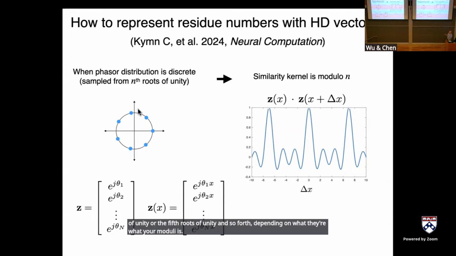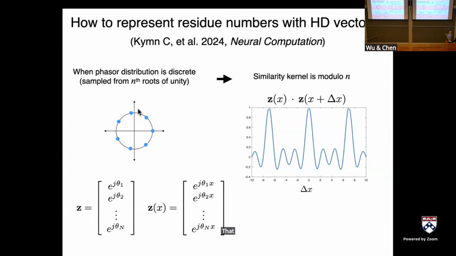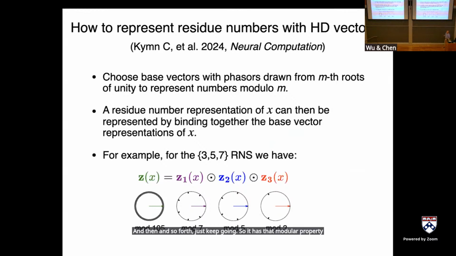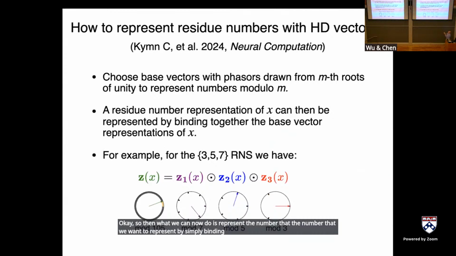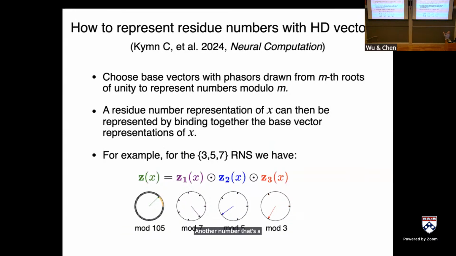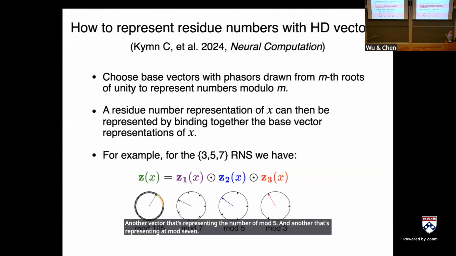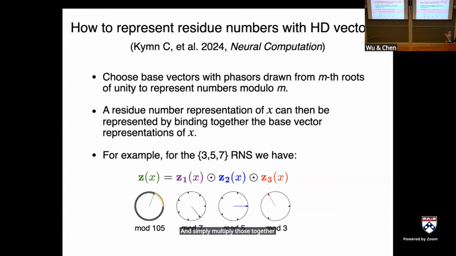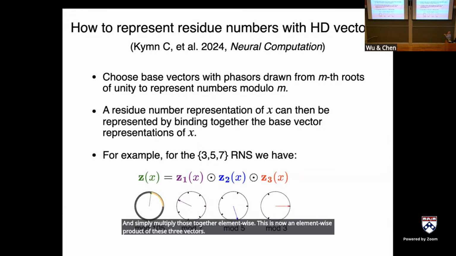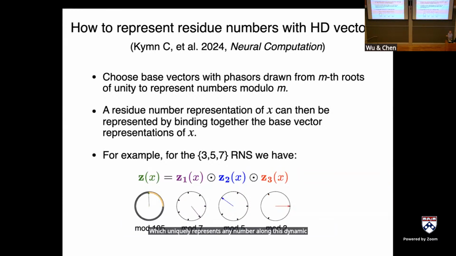This vector now will have the property that as we increase the value of x, it will create vectors initially that are different, but once we reach 7, it will wrap around to be the same, and so forth, just keep on going. So it has that modulo property that we desire. Then we can represent the number we want by simply binding these vectors together from the different moduli. We take one vector representing the number mod 3, another representing the number mod 5, and another representing it mod 7, and simply multiply those together element-wise. This element-wise product of these 3 vectors uniquely represents any number along this dynamic range from 0 to 104.